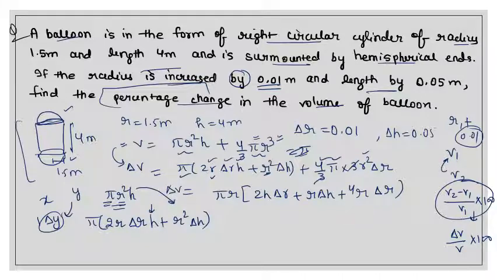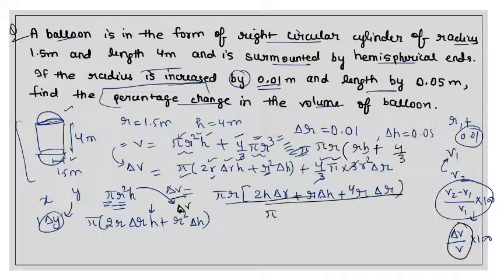Correct? Now, because you have to find out del v by v, so just divide it with this v. So if you divide it with v, del v by v, what is in denominator? V is what? You can take pi r common from here also. What is left? RH plus 4 by 3 pi r. Pi has been taken out, right? 4 by 3 pi r square, right? Because 1 r has been taken out, correct? So you can mention here RH plus 4 by 3 r square.